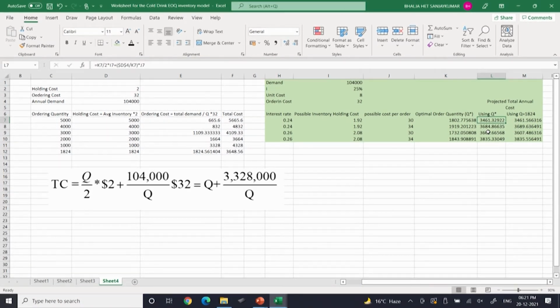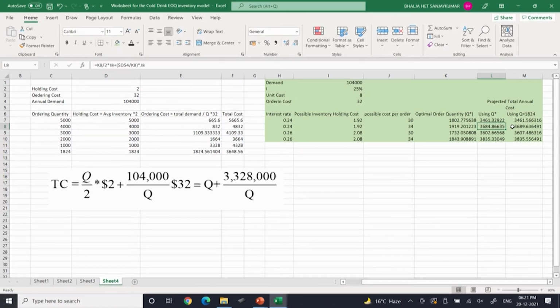Now, look at the next scenario. The holding cost is the same, you see I8, but I change the ordering cost. When I change the ordering cost, EOQ changes. EOQ is 1919. Now, the corresponding cost is 3684. For our initial EOQ value of 1824, the cost is 3689. You see the cost-wise only 5 rupees difference is there.